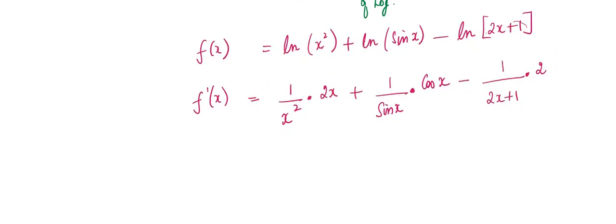All right, then we've got to simplify these things. So that becomes 2 over x plus, this is cosine over sine, so you can simply write it as cotangent x, minus 2 over 2x plus 1. And that's the answer.